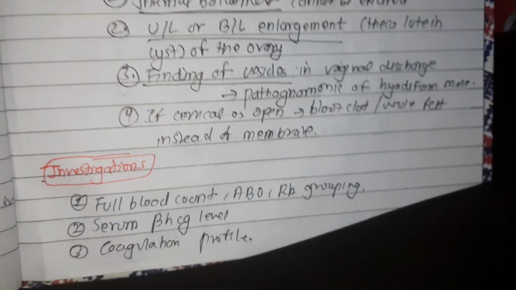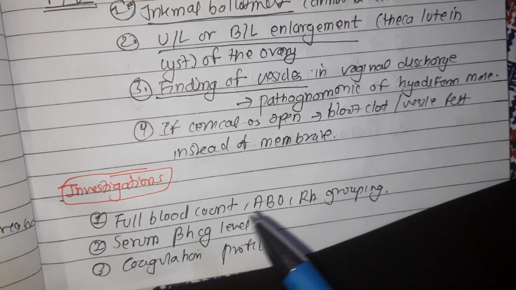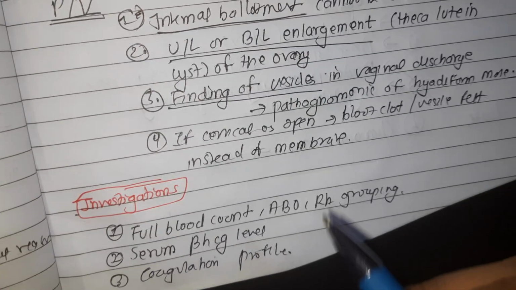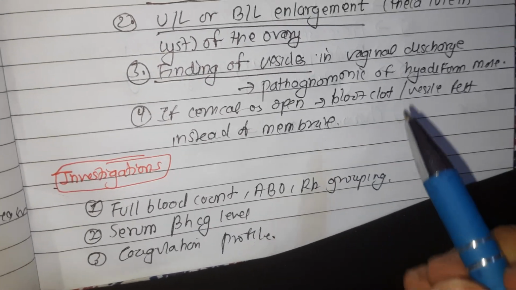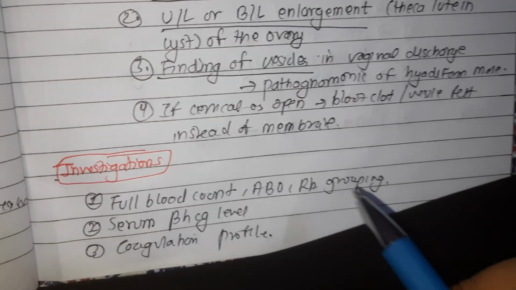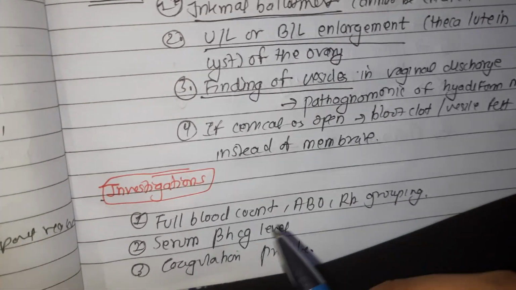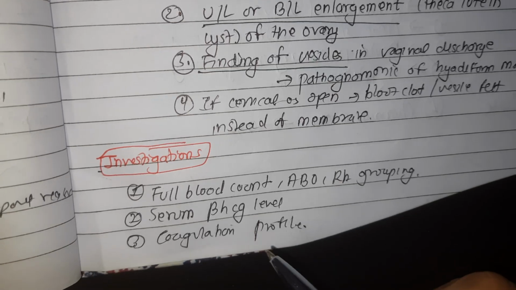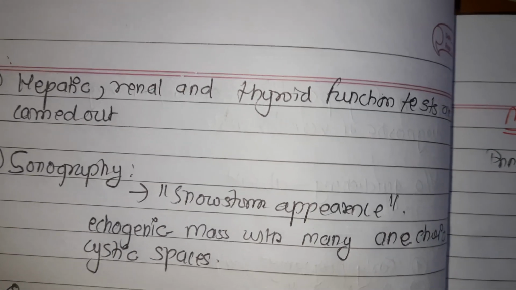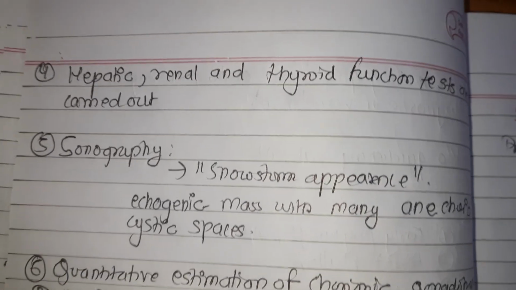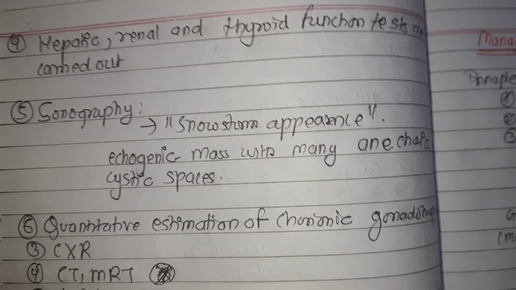Now, what are the investigations we can do? First of all, we should do the full blood count, ABO and Rh grouping. This is almost common for abortion and even ectopic pregnancy, almost every case of hemorrhage in early pregnancy. The serum beta HCG level should be checked, and the coagulation profile. The hepatic, renal, and thyroid function tests are to be carried out. Liver function test, kidney function test, and thyroid function test.